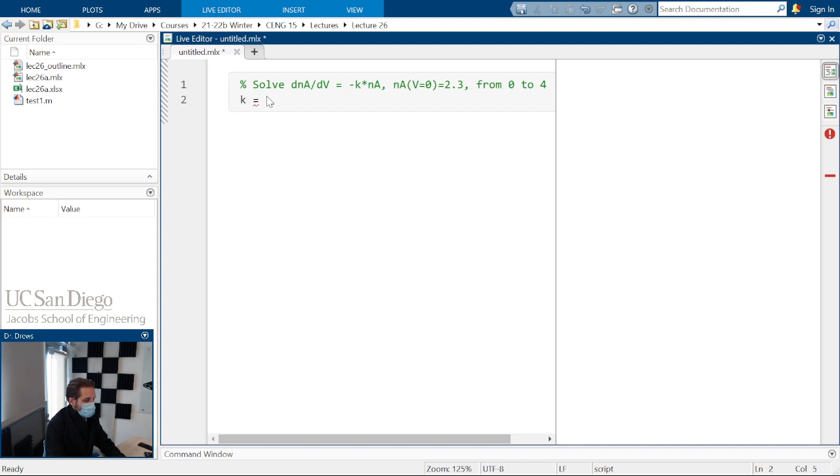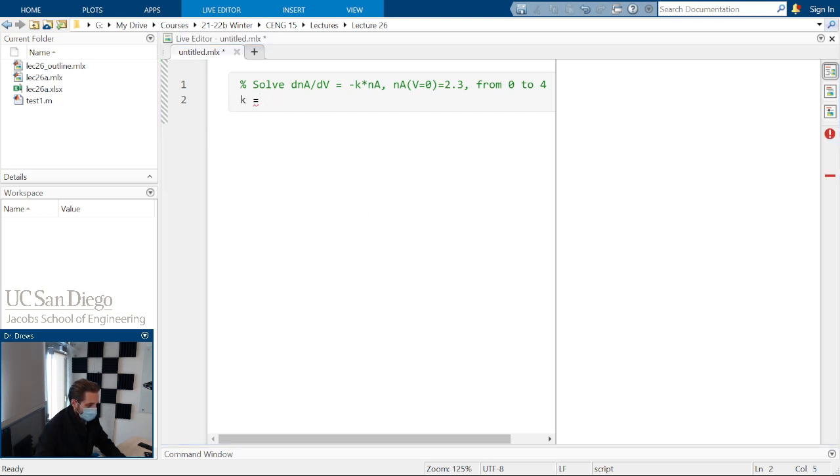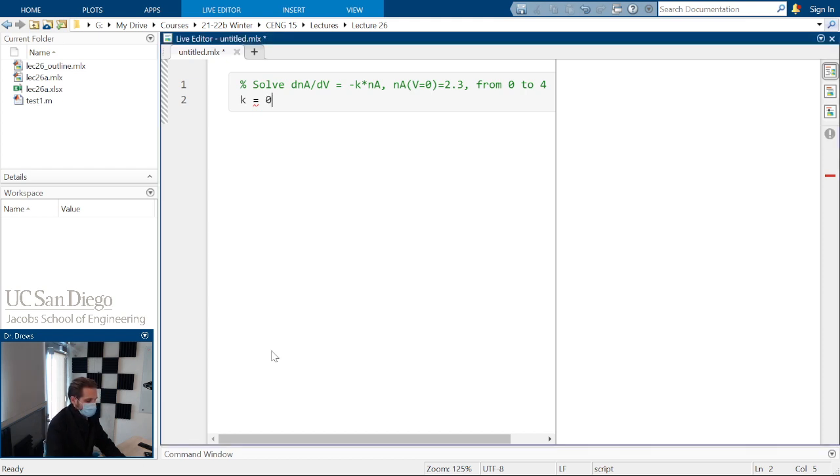So k, oh, did we define k? I don't think I defined k previously. k is 0.9. I'm just going to say that's given, even though it wasn't given. It should have been given. I just overlooked it. You couldn't solve it if you didn't know the value of k.